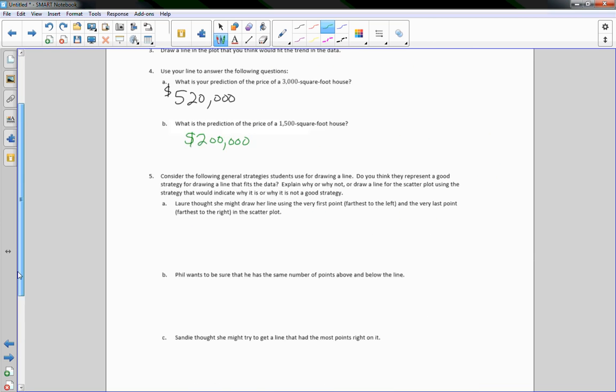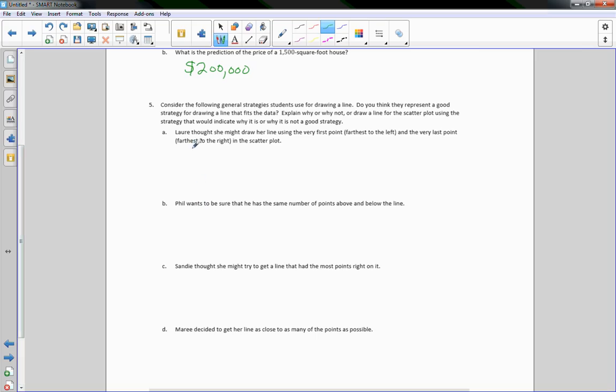But it seemed to work okay in this scenario. So Laura's is okay, I think, in this case, not always, because if the first point value is way off from the rest, then that would throw the line off.